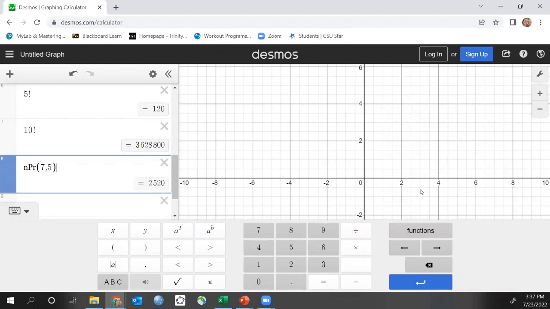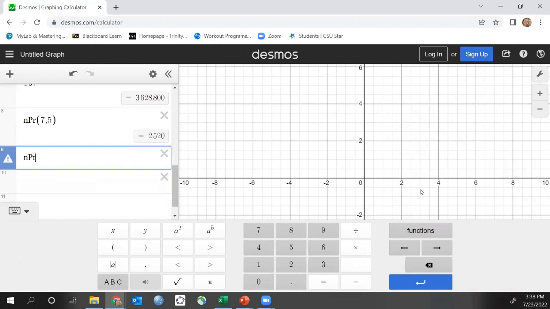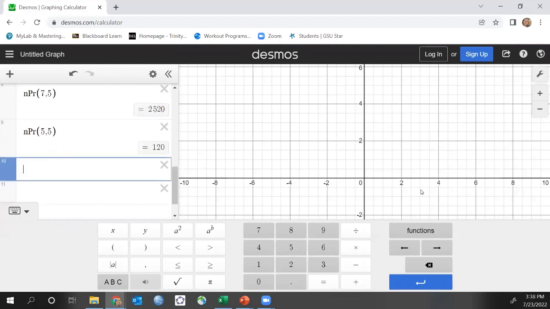The way Desmos works is you have nPr, the function first, and then the larger number, and then the smaller. You don't have to go to that function button. If you are on a computer, you can just type little n, capital P, lowercase r, and it automatically knows that that's what you want to do. So I think the next one it wanted us to do is 5, 5. And that's 120. So that is there for you.